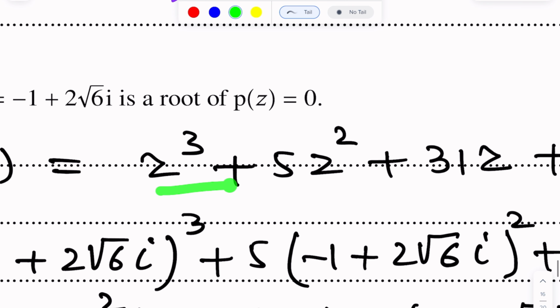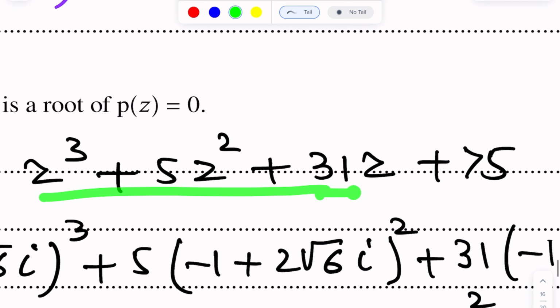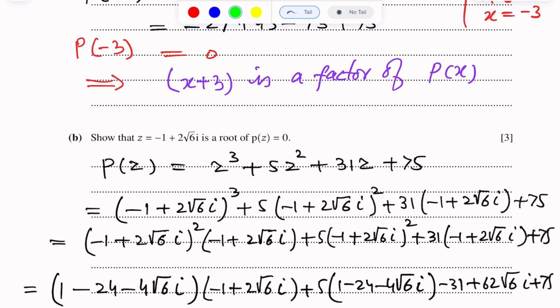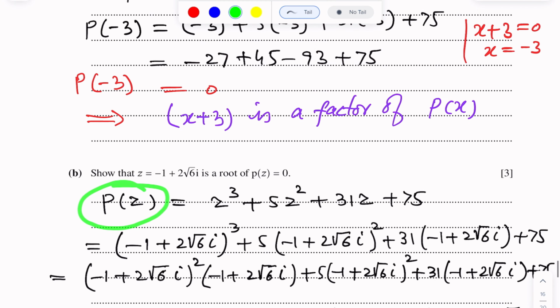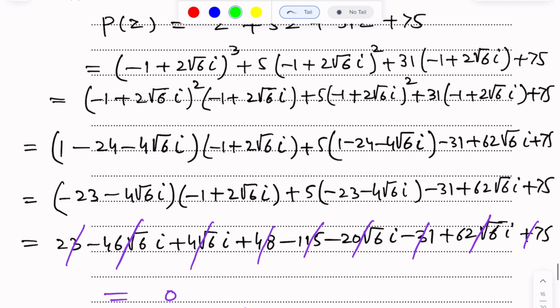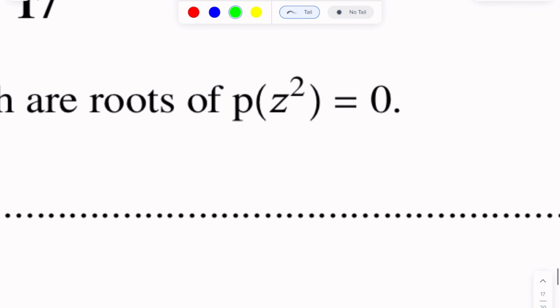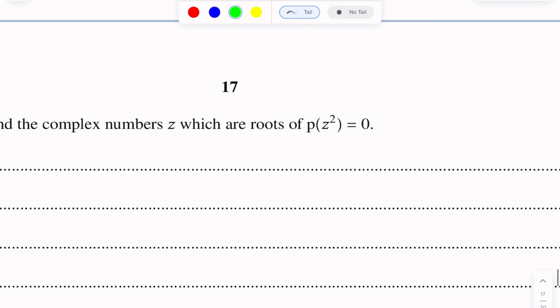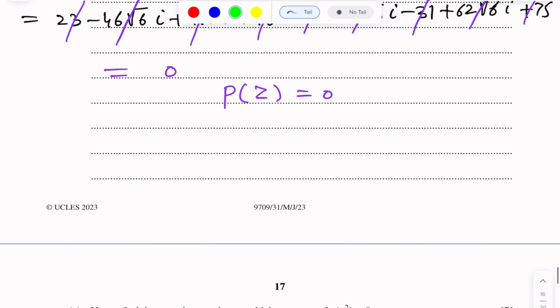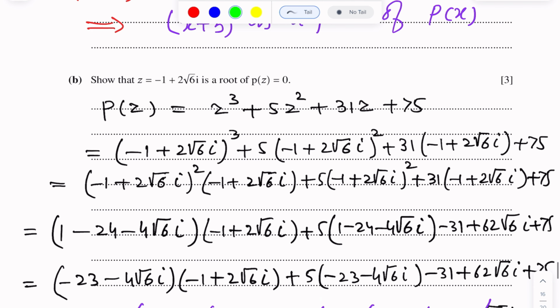P(z) is given. This is a cubic polynomial which has three roots, because the maximum power of the variable is 3. Now this implies that when we take the square of z, we get a polynomial with highest power 6. The maximum power of z will be z to the 6, so we have 6 roots.